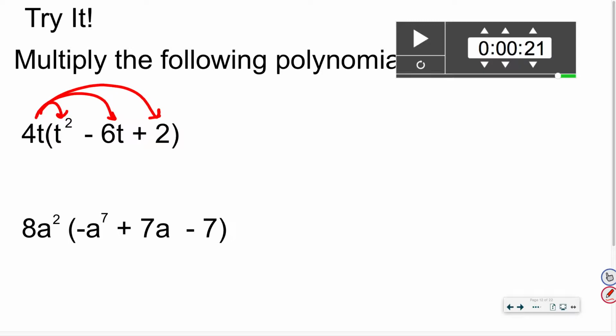Okay, if I multiply 4t times t squared, what's my coefficient? 4. Yep. What's my variable? T. What's my exponent? Why is it a 3? Okay, if this is a 1, right, there's just one t there, and there's 2 inside. What I'm really multiplying, that term is 4 times t, and then in here, it's t times t. So that would be 4t to the 3rd.